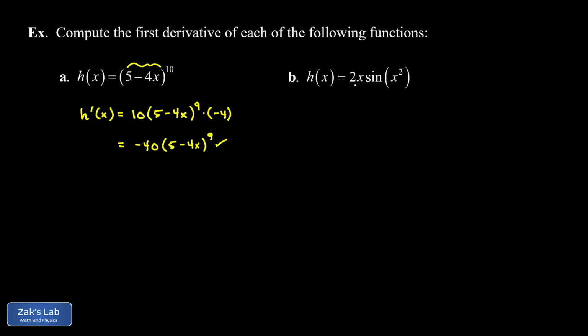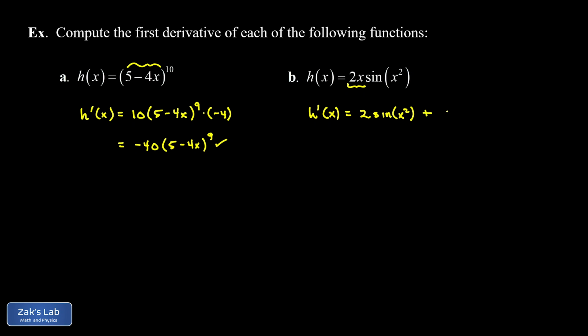So we have a product here of two functions, 2x out in front, and then the second function is sine x squared. Well, that second function is a function composition, with the sine function being the outer function and x squared being the inner function. So we apply the product rule here, and in our first term, we take the derivative of the first function. The derivative of 2x is just 2, and we leave the second function alone. So 2 times sine of x squared.